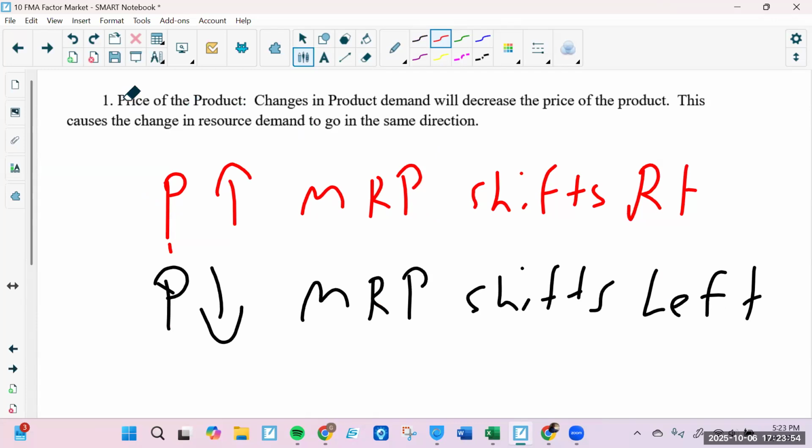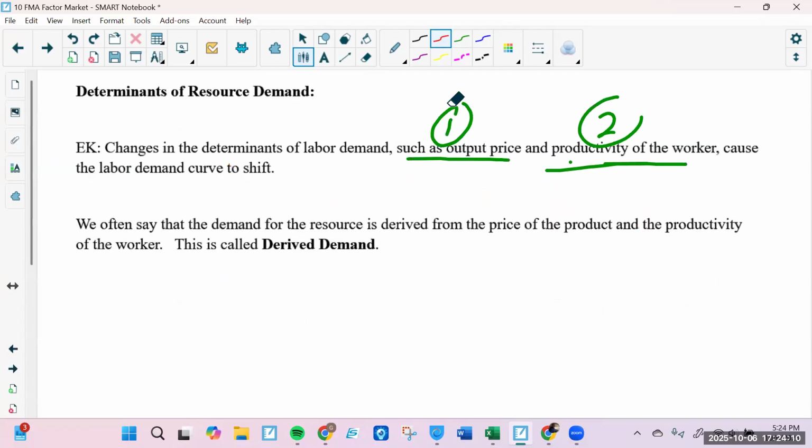And this kind of makes sense. If the price of the product goes up, that means we got more money coming out of our cash register, so we actually want more workers. If the price of the product goes down, we have less money coming in our cash register, so we actually want fewer workers. So that's one of the two things that shifts the MRP, price of the product.